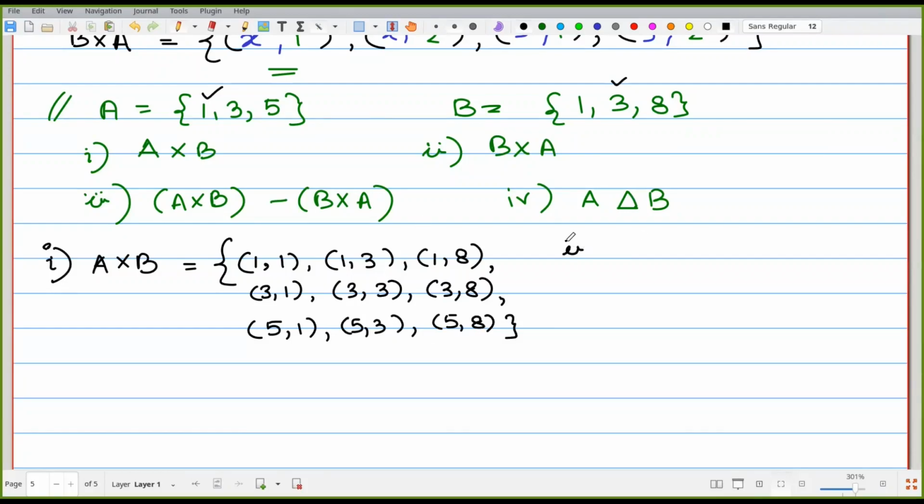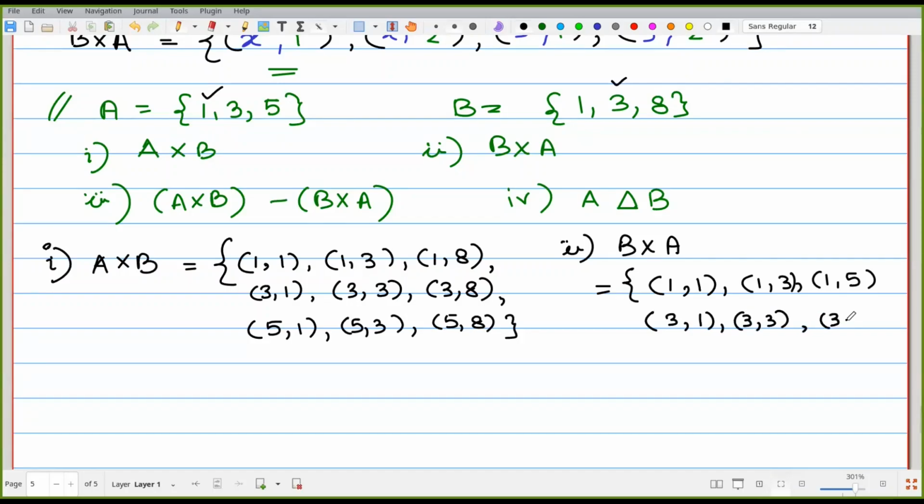Same as, if we proceed with B cross A, B should be the first one, that means 1, 3, 8. So I am writing (1,1), (1,3), (1,5). Then (3,1), (3,3), (3,5). Another one, (8,1), (8,3), (8,5). So that is our B cross A.